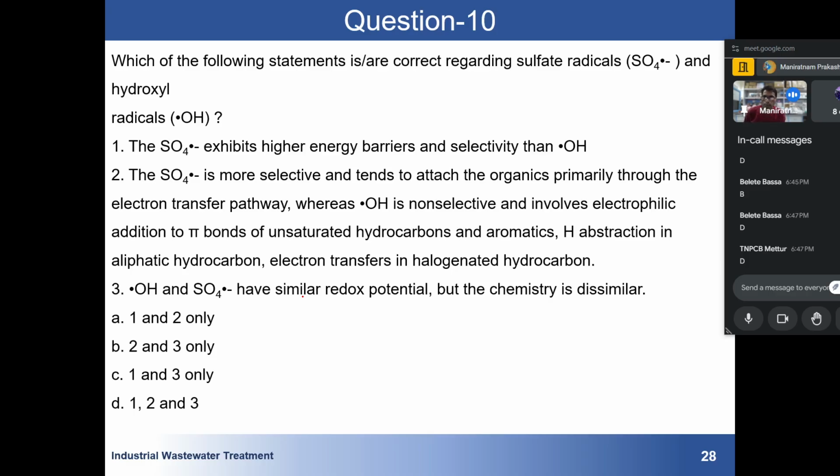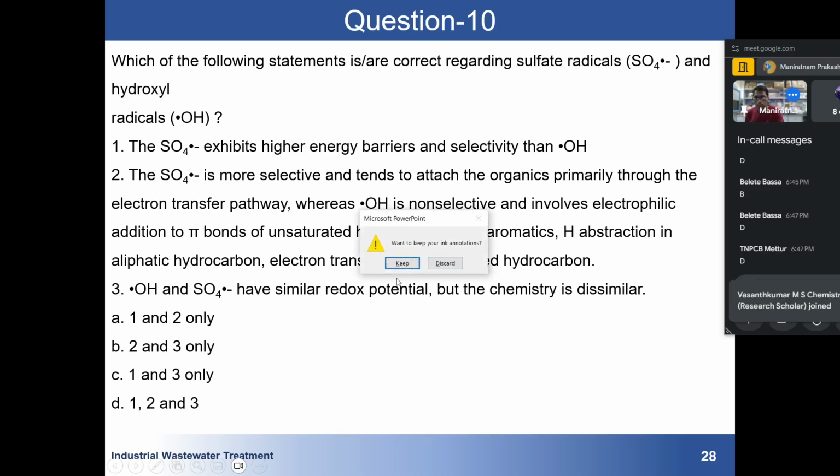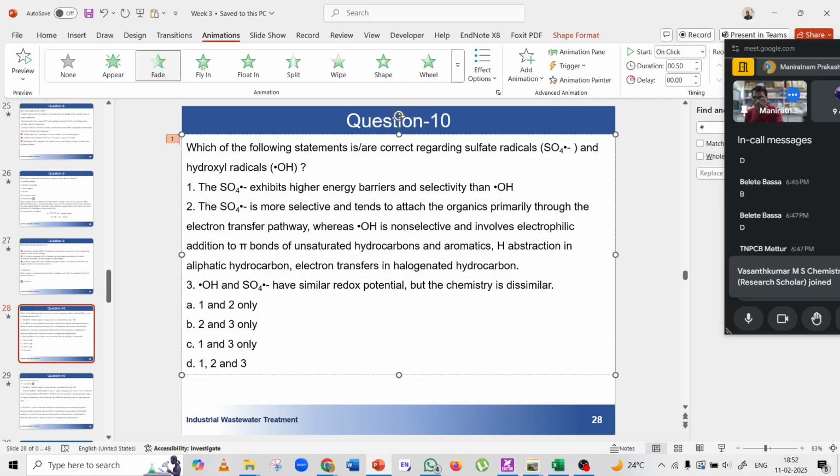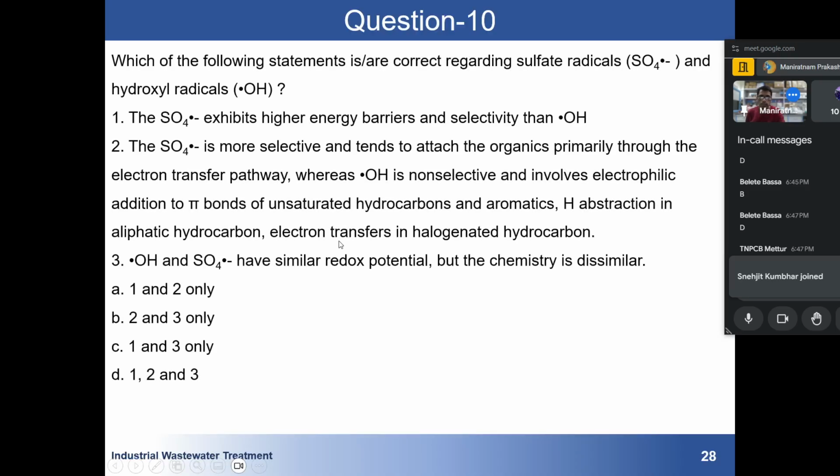Read the question carefully. Which of the following is correct regarding sulfate radicals and hydroxyl radical OH? We have got one answer. D. 1, 2, 3. All three are correct.